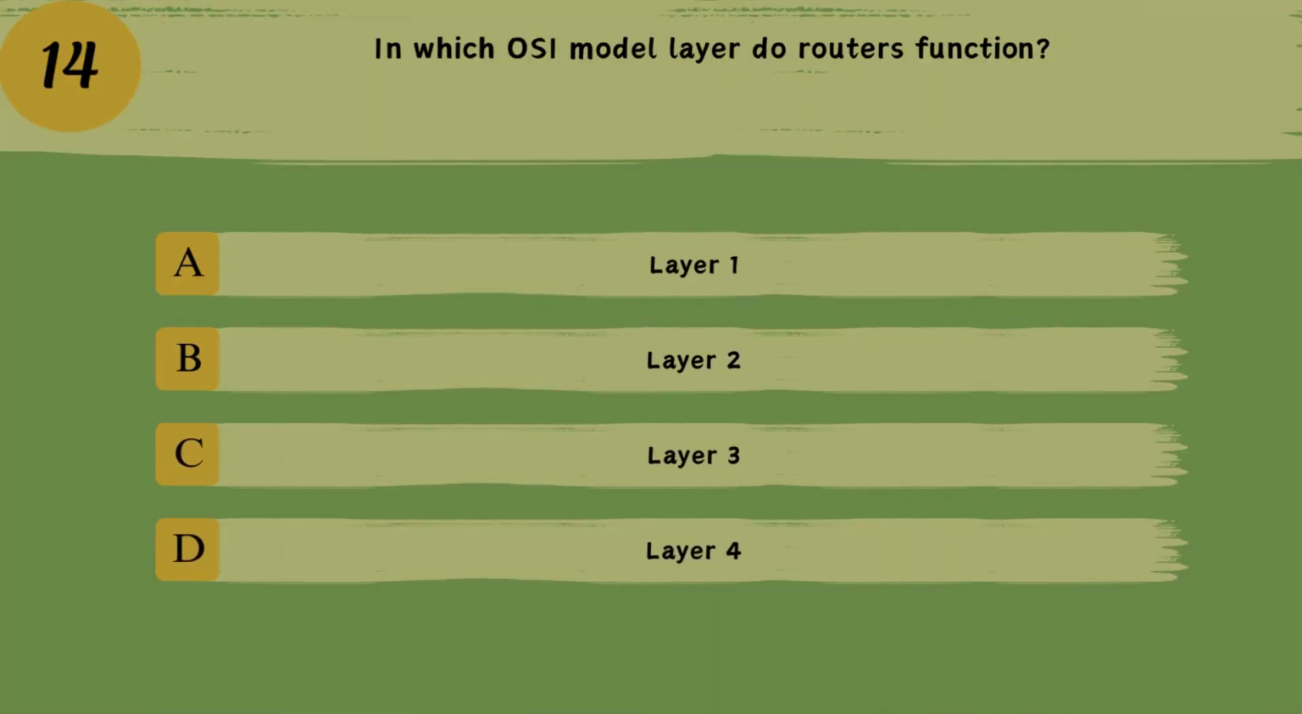Question 14. In which OSI model layer do routers function? A. Layer 1. B. Layer 2. C. Layer 3. D. Layer 4. Correct answer: C. Layer 3.